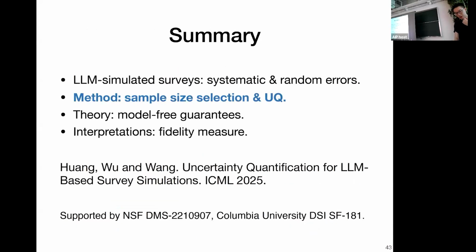Just to summarize, in this study we consider how you can reliably use large language models to simulate survey responses. We provide a method that can select an effective sample size with nice interpretation and also valid uncertainty quantification. The method comes with a model-free guarantee. It's easily applicable. Our paper is available on arXiv and was also just accepted at ICML. That's all I want to talk about today.